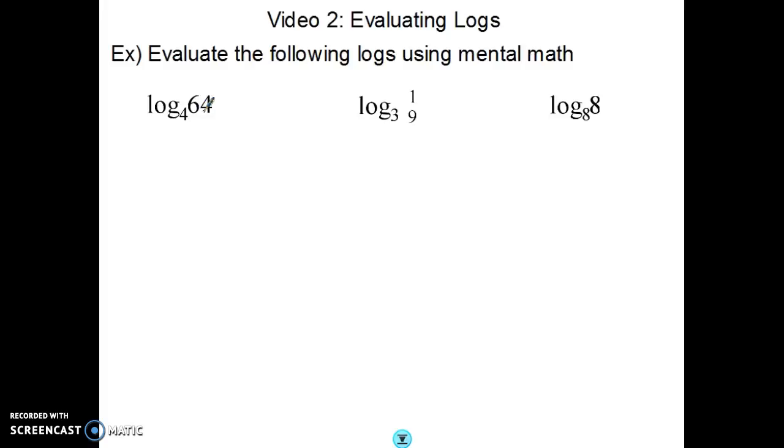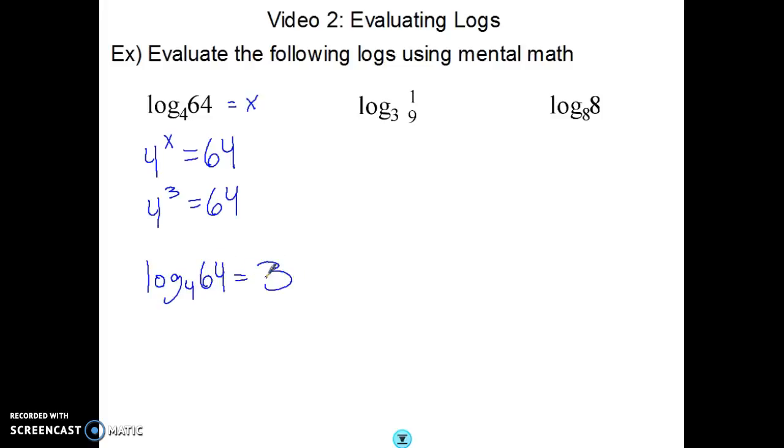We know that a logarithm is just asking the question, 4 raised to what power equals 64? Because the logarithm always equals the exponent. So in this case, I know that 4 squared is 16, times 4 again gives me 64, so 4 cubed must be 64. Which means that x is 3, or in other words, log base 4 of 64 equals 3.